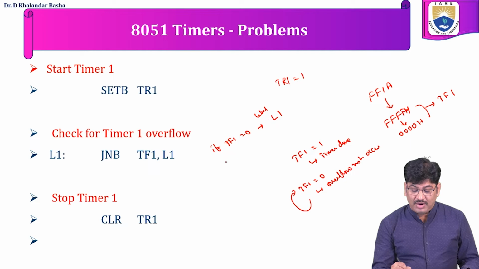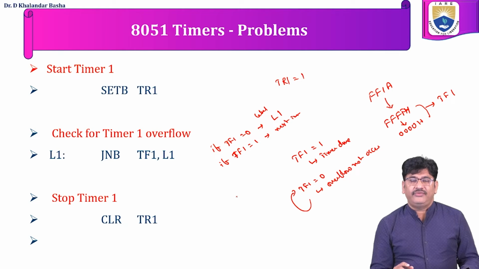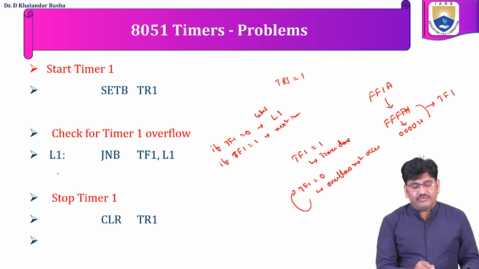Go to label 1. Else, that is, if the TF1 bit is equivalent to 1, then go to the next instruction, indicating the time period which was allotted for the delay has been completed. So then we can go for further actions. This will be iterated continuously until the overflow occurs. Once the overflow occurs, this condition fails, so it will come out of the loop.